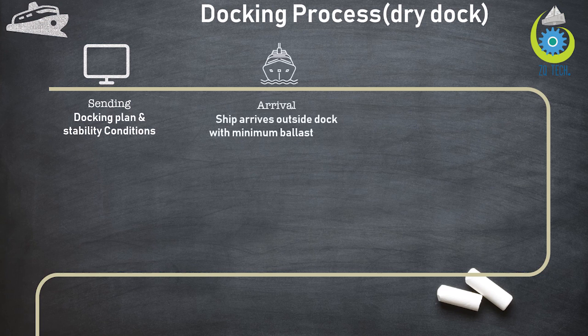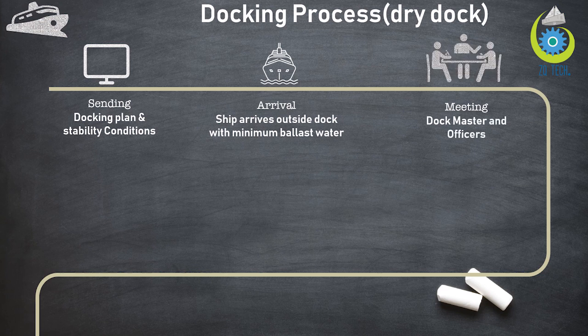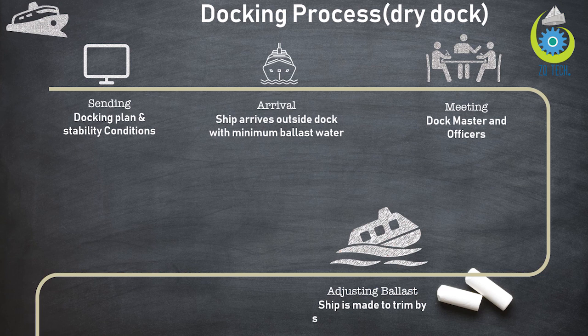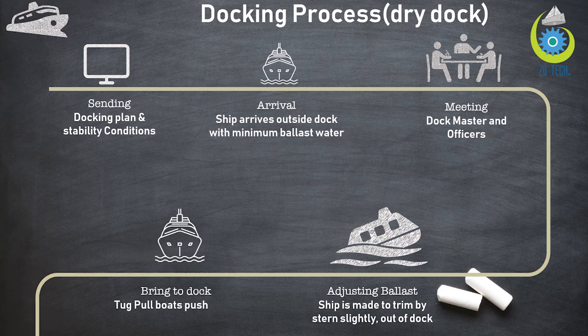Arrival. The ship arrives outside the dock with the minimum ballast water. Meeting. A final meeting is done between the dock master and the officers for the final decision of docking the ship. Adjusting ballast. The ship is made to trim by the stern slightly when it is out of the dock. Bring to dock. The powerful boats, which are the tug-pull boats, push the ship into the water-filled dock.